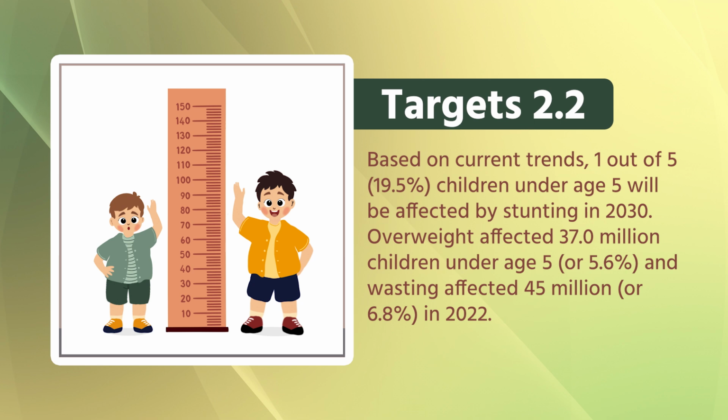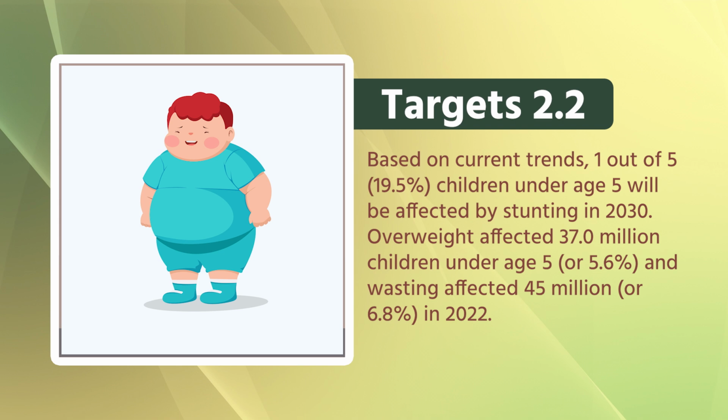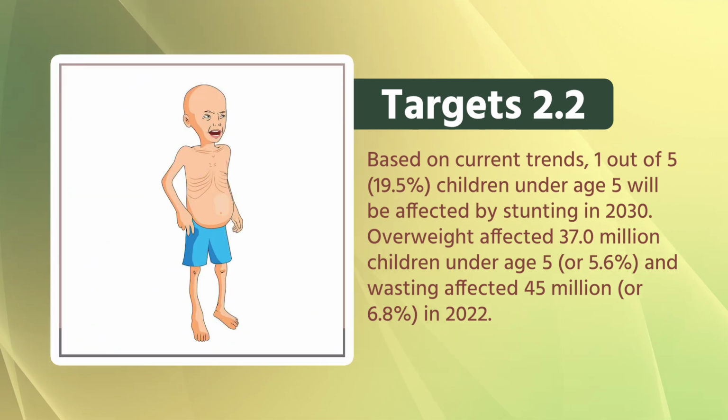Okay, so this shows that globally we have these issues. If you look into this particular target 2.2, you will see that globally 1 out of 5, meaning 19.5% of children under age 5, will be affected by stunting in 2030. In the same way, when you talk about overweight, 37 million children under age 5, or around 5.6%, will be affected, and wasting will affect 45 million children, around 6.8%. Okay, that was in 2022, right?